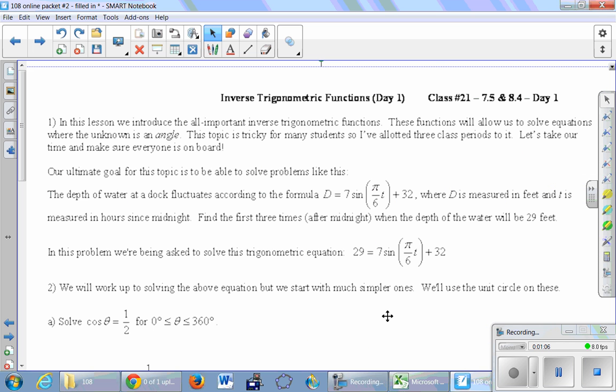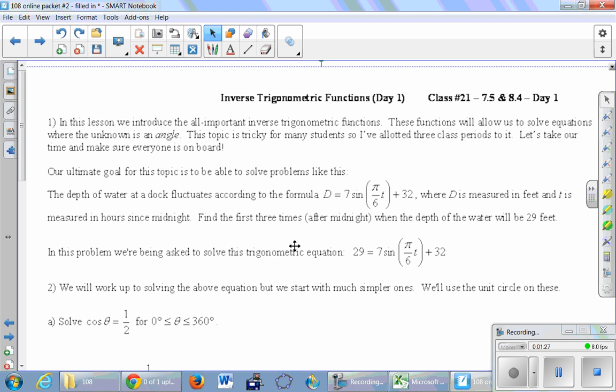Okay, so let's go to the class notes. Number 1, in this lesson we introduced the all-important inverse trigonometric functions. These functions will allow us to solve equations where the unknown is an angle. We have not done that before. This topic is tricky for many students, so I've allotted 3 class periods to it. Let's take our time and make sure everyone is on board.